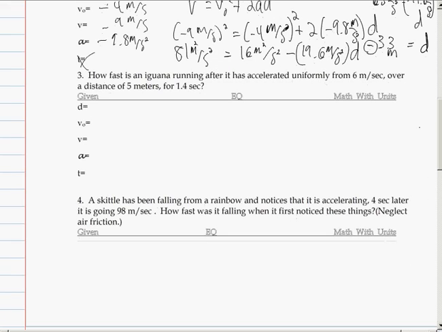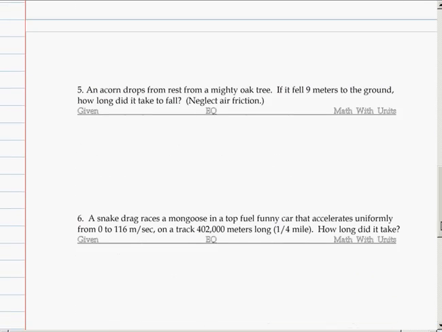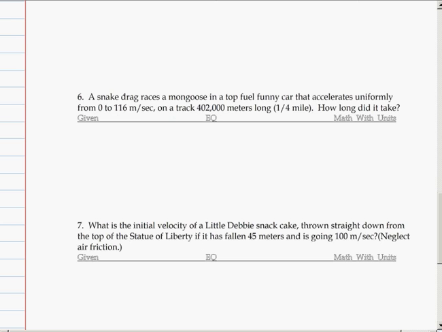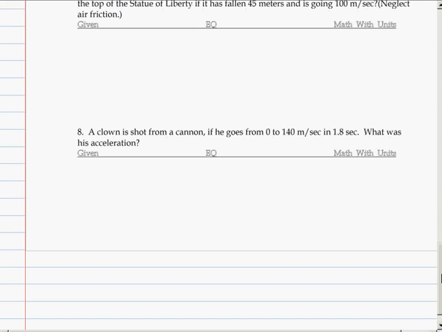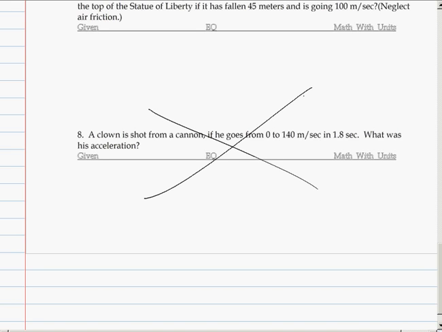By the way, on this sheet, skip 3 because it's not falling. Skip 6 because it's not falling. Skip 8 because it's not falling. And just do the ones that are on the other sheet too.